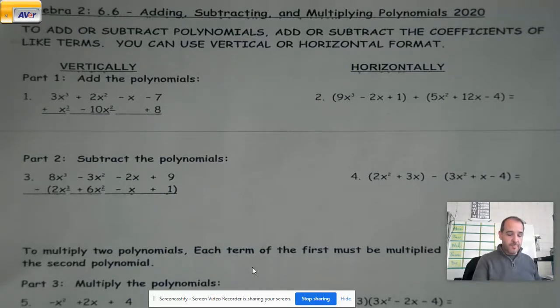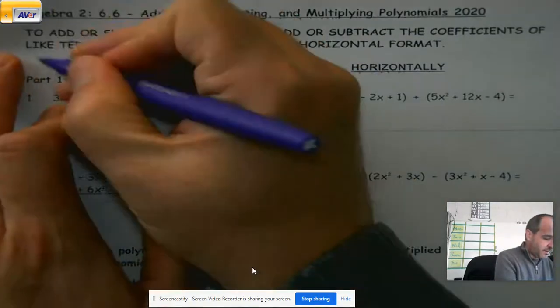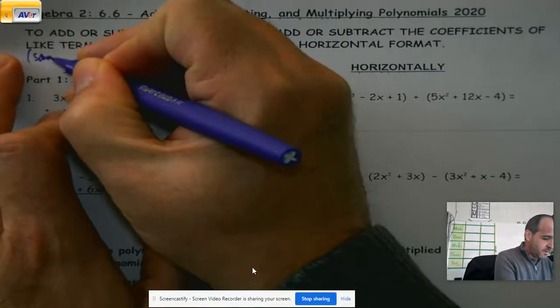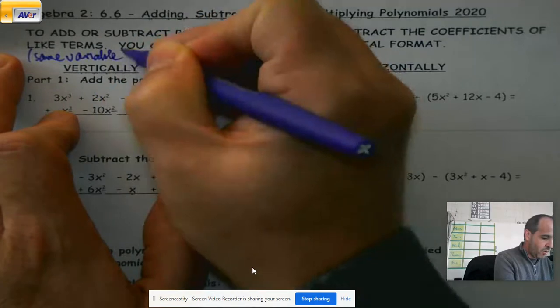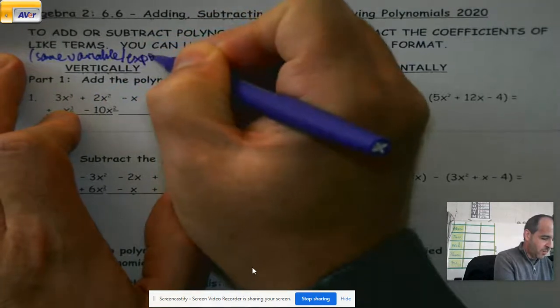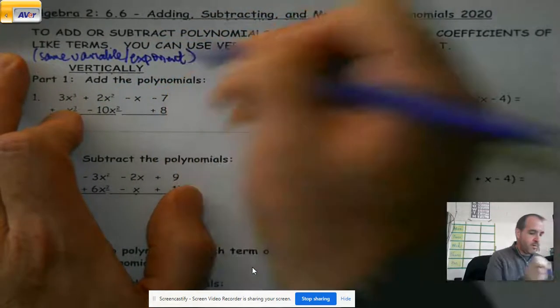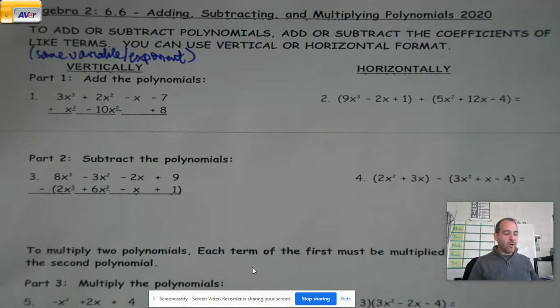Like terms basically just means same variable and exponent. Okay, you can use the vertical or horizontal format. Now, I'm going to be honest. I am a fan of the horizontal. I'm going to make this perfectly clear out there to begin with, and you'll kind of see why here. But I'm going to show you both because, again, you've got a choice to make on your own here.